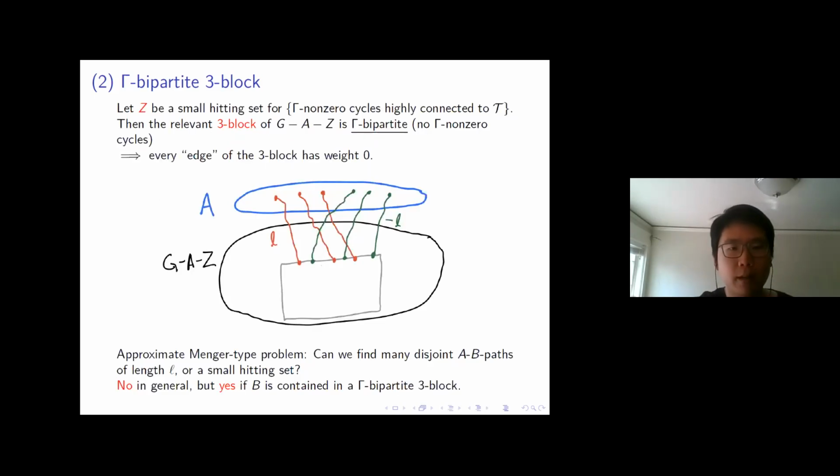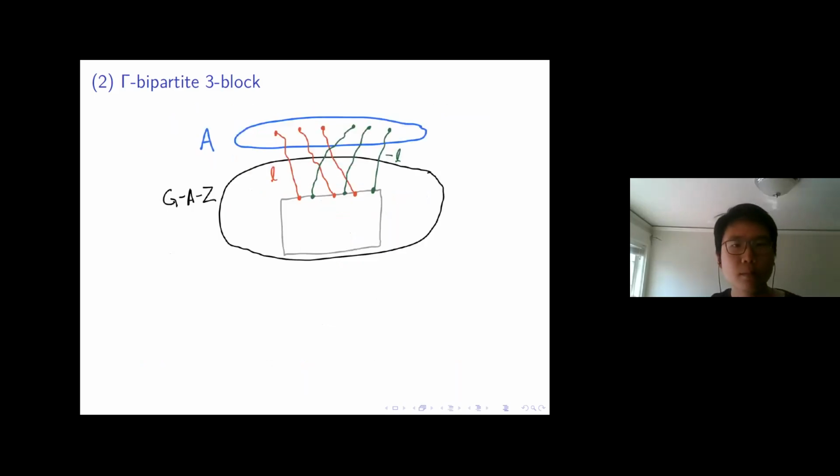Okay, so we apply this result. We find many paths from A to the wall with weight L, and then separately we find many paths from A to the wall of weight minus L. But now these paths could all sort of intersect each other in undesirable ways.